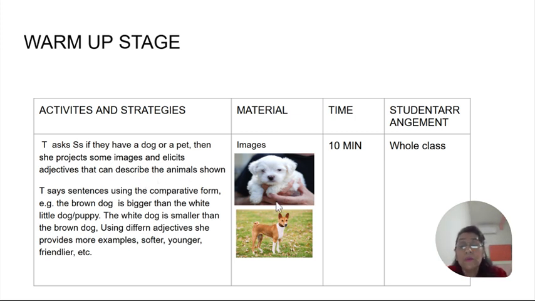In this case, I'm going to show two dogs, one puppy and a dog, and maybe they can come up with, oh, that's a beautiful dog, or whatever feeling or emotion they can feel just by looking at the dogs. So the teacher says sentences using the comparative form. For example, the brown dog is bigger than the white little dog or puppy. The white dog is smaller than the brown dog. Using different adjectives, she provides more examples, for example, softer, younger, friendlier, prettier. This activity is for 10 minutes and the whole class is involved.